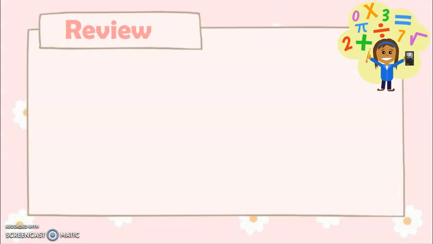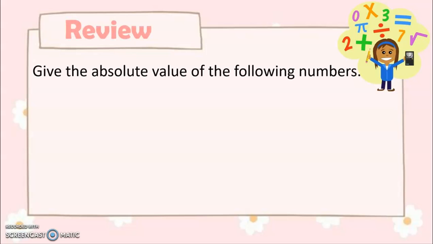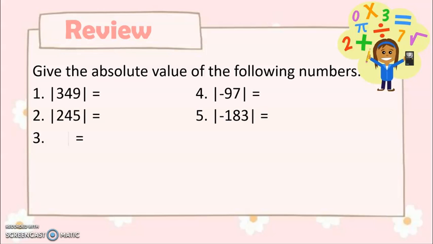Okay, so let's have a review about the absolute value before we proceed with our new topic. Here, give the absolute value of the following numbers. We have 1 to 5 examples. Number 1, absolute value of 349. Of course, the answer is positive 349. Positive because, as I've mentioned in the previous topic, the absolute value of a number is always positive.